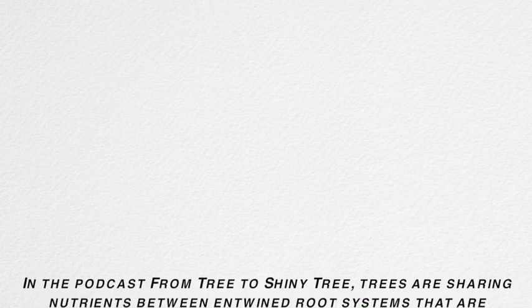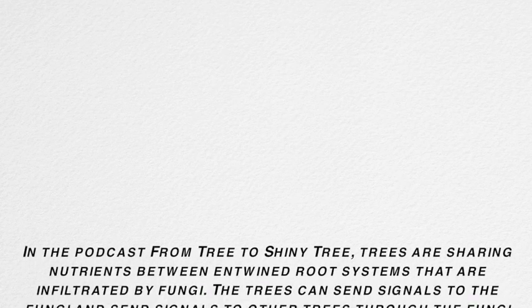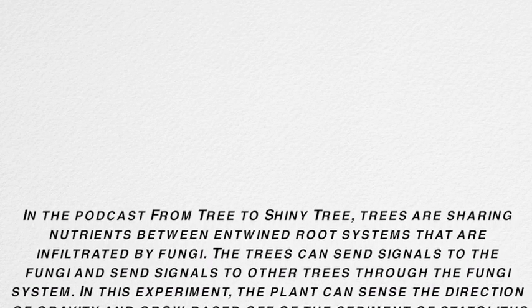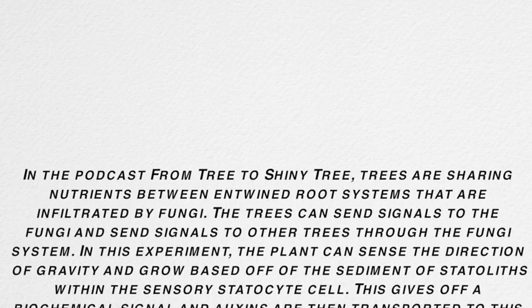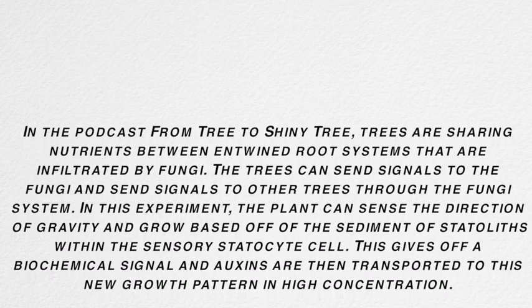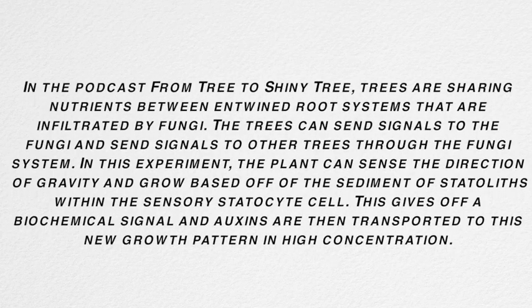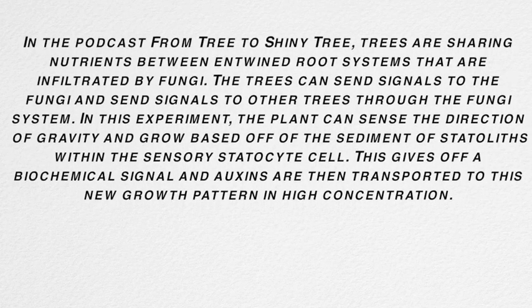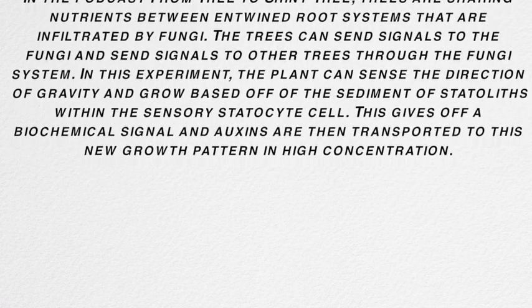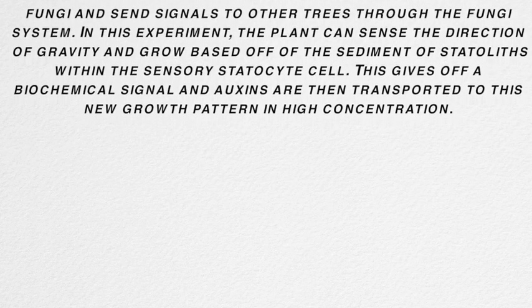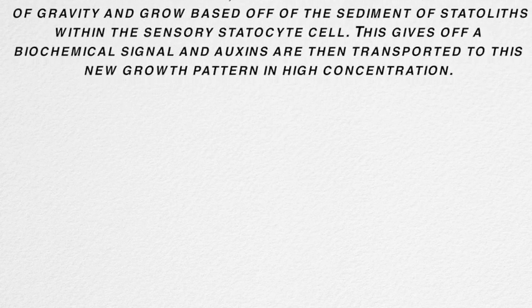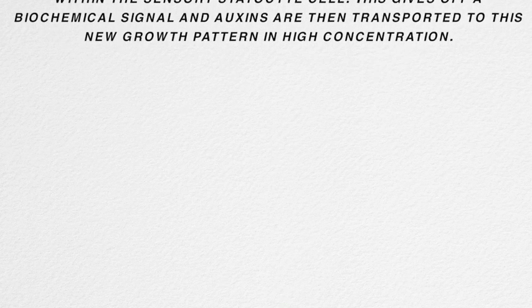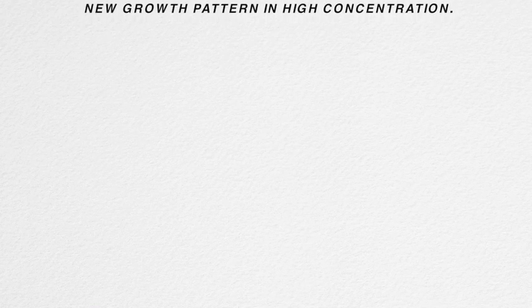Question 4. Connection of your work to the podcast From Tree to Shiny Tree. In the podcast From Tree to Shiny Tree, trees are sharing nutrients between entwined root systems that are infiltrated by fungi. The trees can send signals to the fungi and send signals to other trees through the fungi system. In this experiment, the plant can sense the direction of gravity and grow based off the sediment of statoliths within the sensory statocyte cell. This gives off a biochemical signal, and auxins are then transported to this new growth pattern in high concentration.